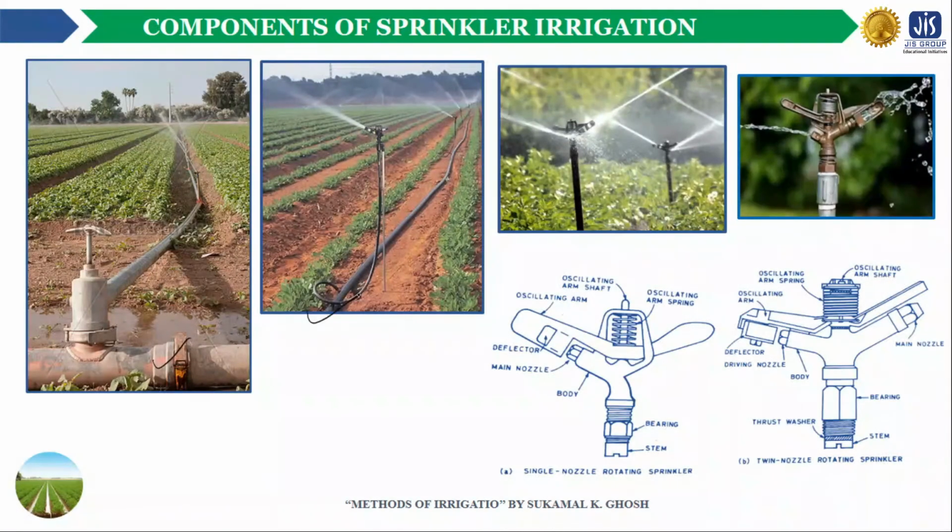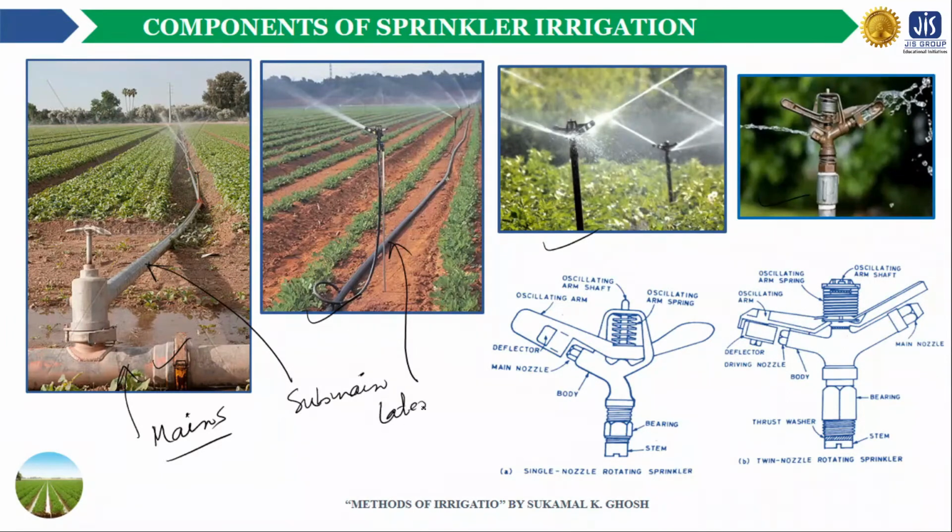So these are various pictures of the components of sprinkler irrigation in a real agricultural field. You may observe here, this is a main pipeline or simply mains. And this can be a submain. This is a lateral. And this is the riser. See, this is a riser and this is the sprinkler. You can see in this particular figure also a sprinkler.